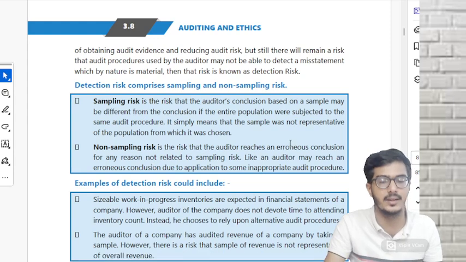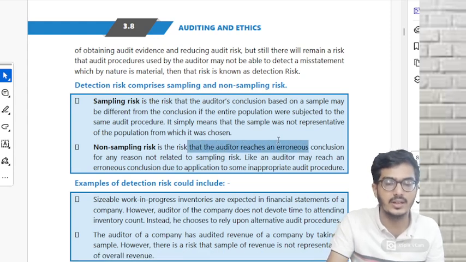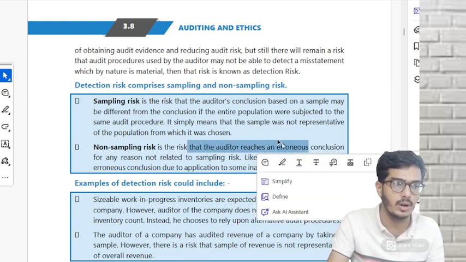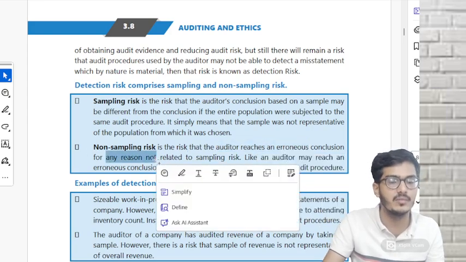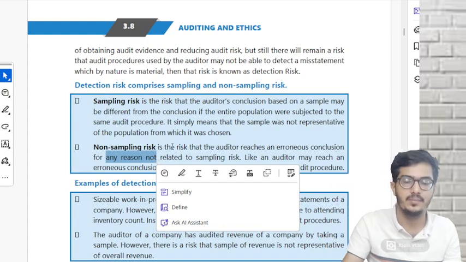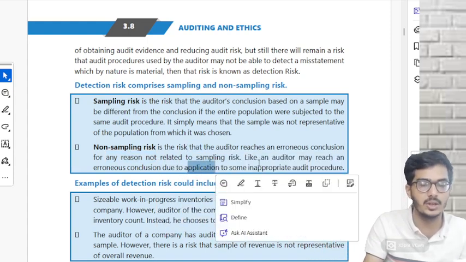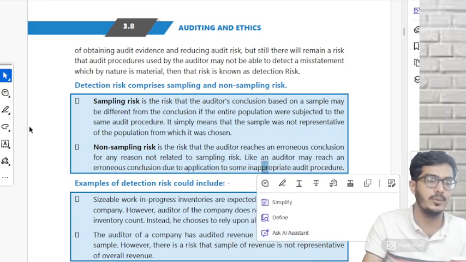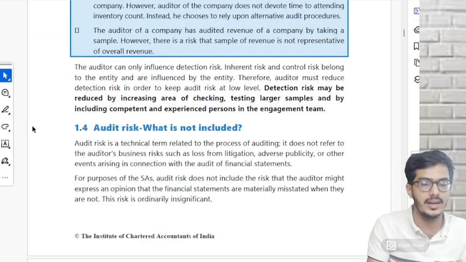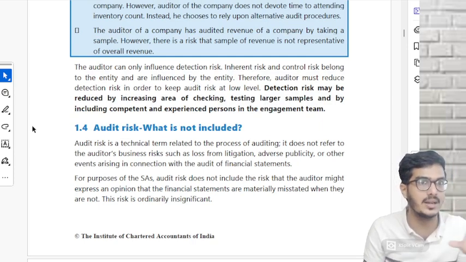Same thing. Non-sampling risk is the risk that the auditor reaches an erroneous conclusion. Erroneous means wrong conclusion for any reason which is not related to sampling risk. Like an auditor may reach an erroneous conclusion due to misuse, meaning application of some inappropriate audit procedure. Understood? In short, we have done the entire audit risk meaning and those 3 risks.